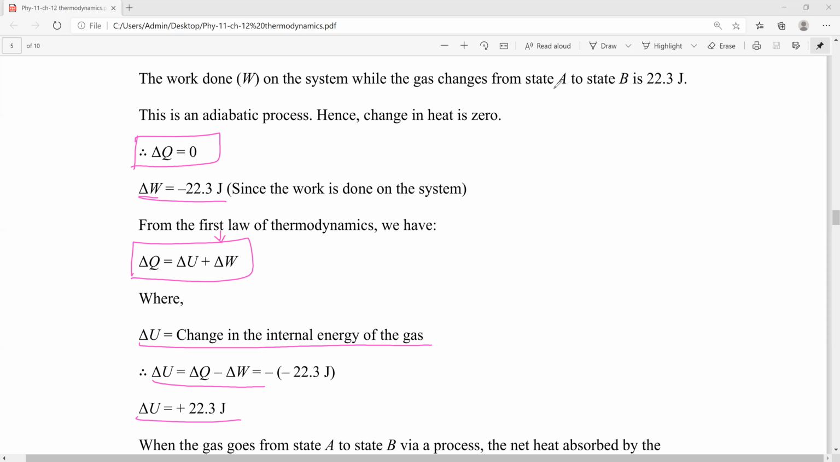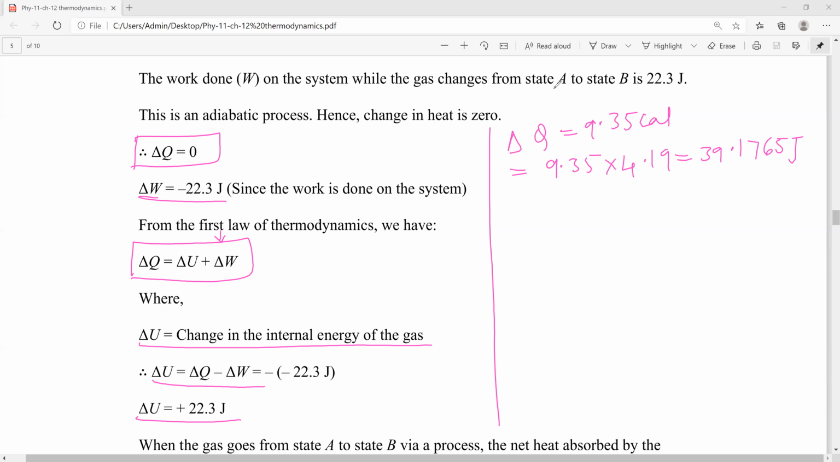So when the gas goes from A to B via this process, the net heat absorbed by the system is given by delta Q, heat absorbed. So delta Q is equal to 9.35 calorie. They have given the value of 1 calorie, so I keep 9.35 as it is, and the value of 1 calorie is 4.19. Simplifying this, we got 39.175 joules. So this is the delta Q value.